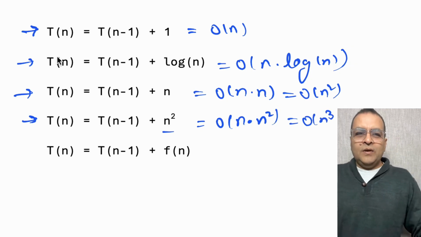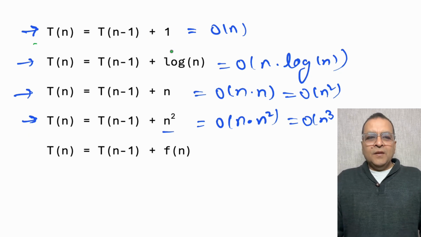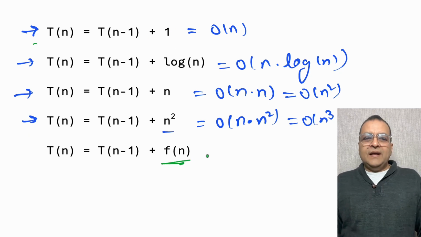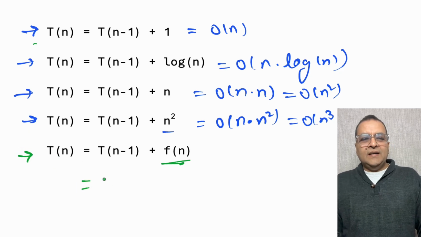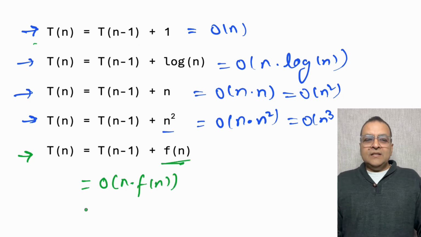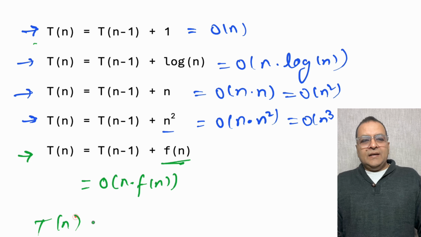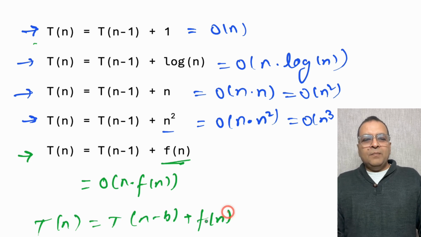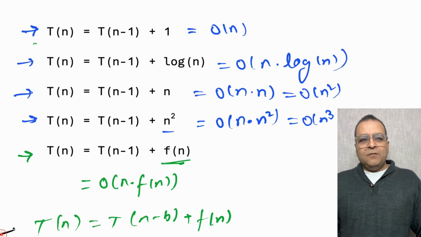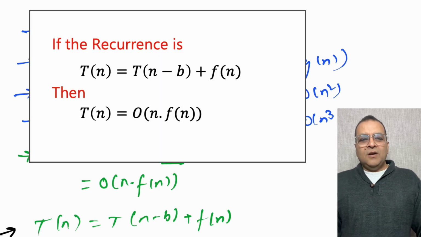So every time what we are doing is, if you have an equation like this, then we are just multiplying this function with n. Therefore, the solution for this recurrence will be T(n) = big O of n into F(n). This is true even when T(n) = T(n-b) + F(n), where b is any constant greater than 0. Therefore, for this kind of recurrence, the answer will always be order of n multiplied by F(n). You just need to multiply this function with n.